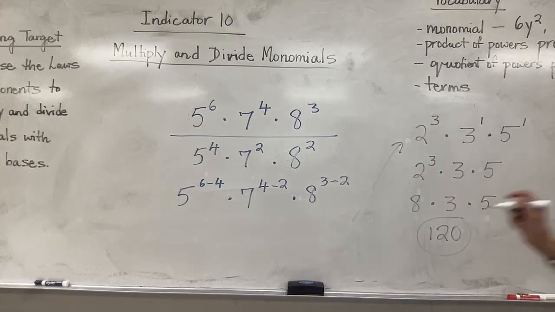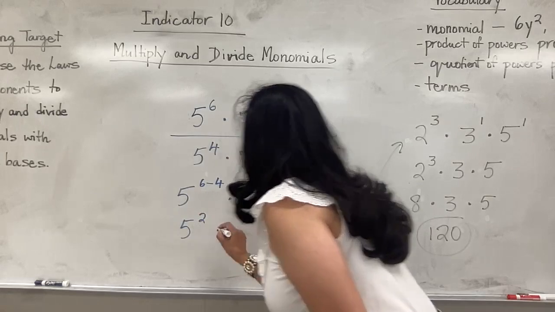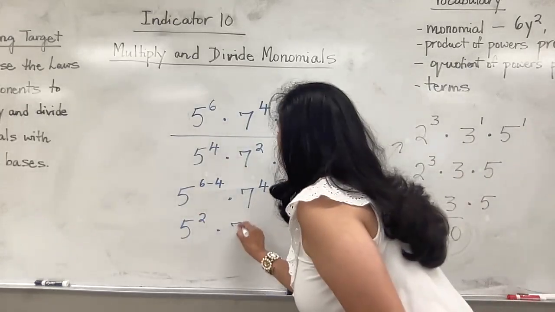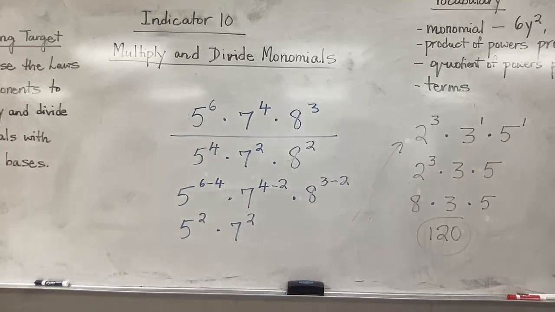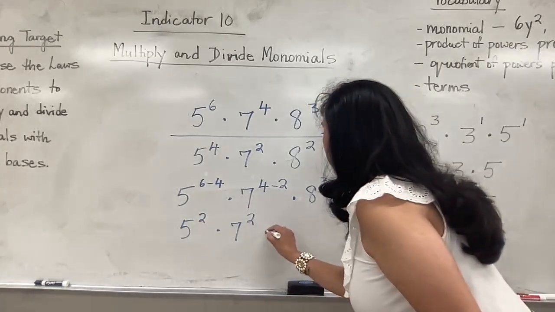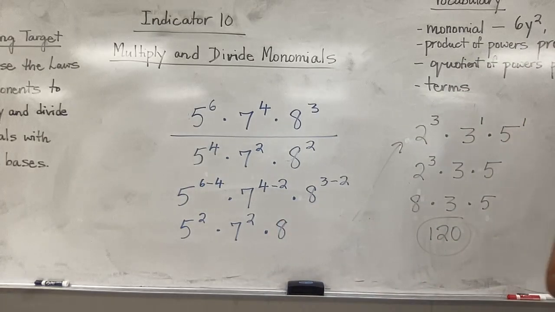Okay, and so what is 6 minus 4? I get 5 squared times. What is 4 minus 2? 7 squared. And then what is 3 minus 2? It's 8. So this is the simplified version. And then of course we can calculate to solve. But I just wanted to show you how to use the quotient of powers property.